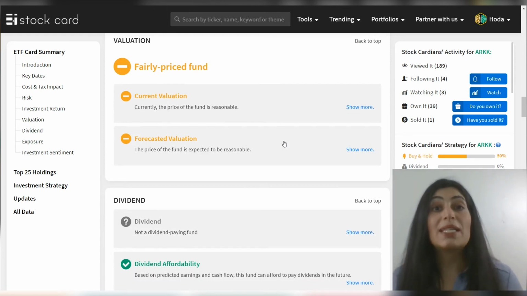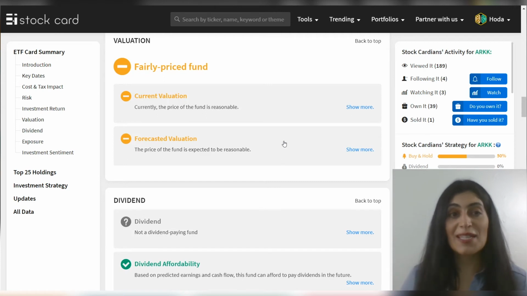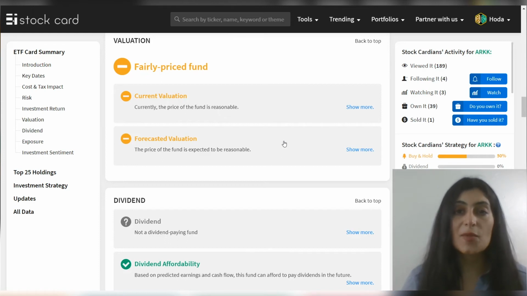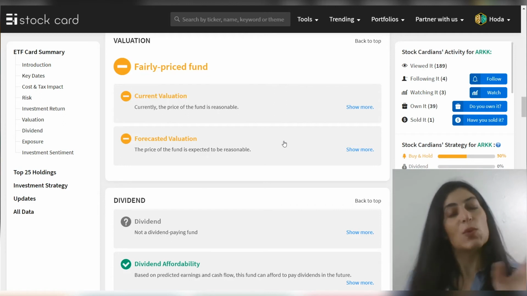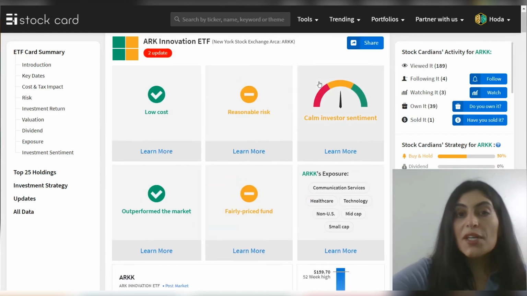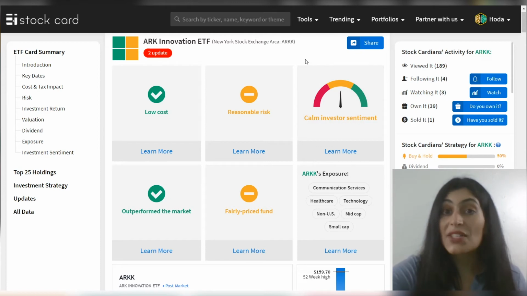And when I tell you ETF cards are much more powerful than the stock cards, that's why, because we've learned what are the stuff that you guys want to hear. And you've told us a lot about adding forecasted information to stock cards. So we started adding forecasted information to ETF cards, and soon we're going to do the same thing for stock cards.